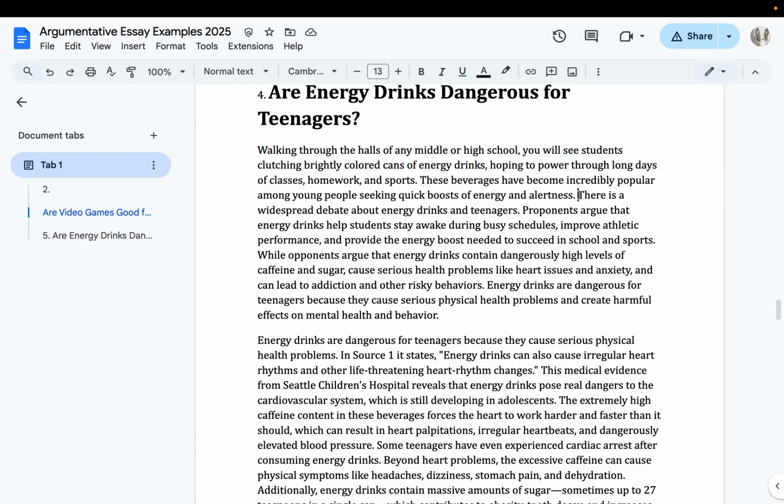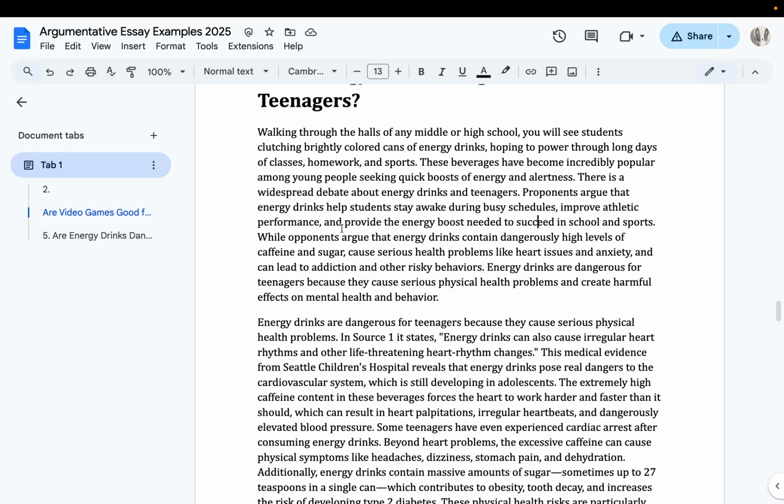So here, look, this is what I told you to do. There's a widespread debate about energy drinks and teenagers, right? Always include this. And then talk about the people that agree with them. Proponents argue that energy drinks help students stay awake during busy schedules, improve athletic performance, and provide the energy boost needed to succeed in school and sports, right? So present the arguments. This is the debate. Do not include your thesis statement here.